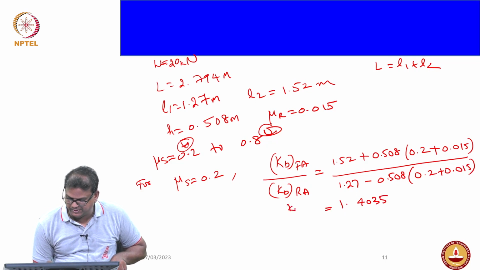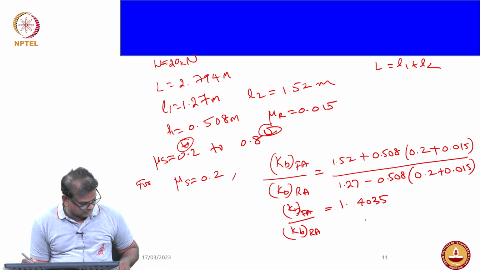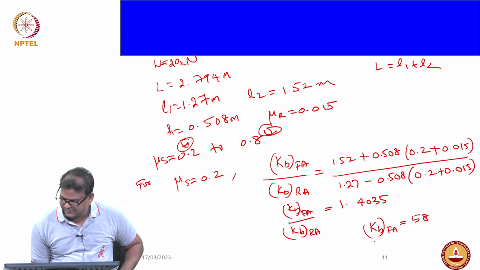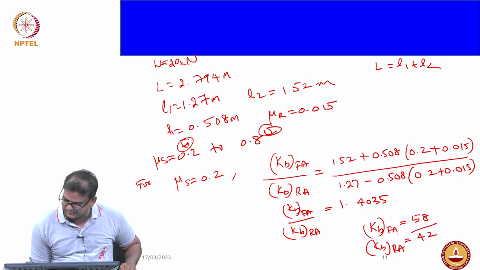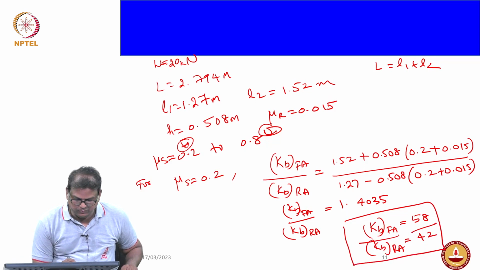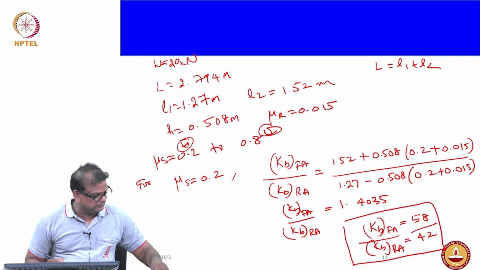So this is the KB front axle and the rear axle. If you substitute individually, I am giving the answer straight away: FA equal to 58, RA equal to 42. So this is the value you are getting for mu s equal to 0.2.